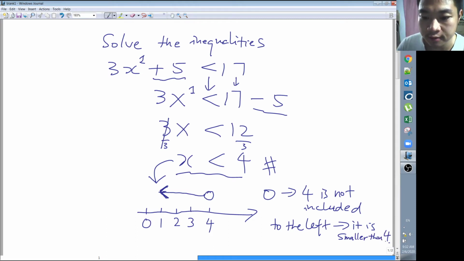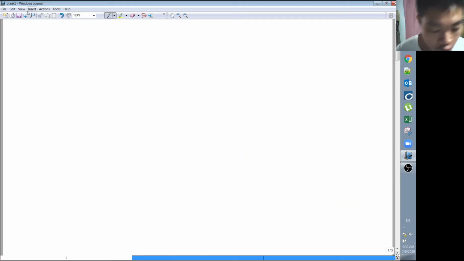Okay, so with this simple example, we have learned how to solve an inequality. Let me just do one more example to familiarize yourself with the method to solve inequality.